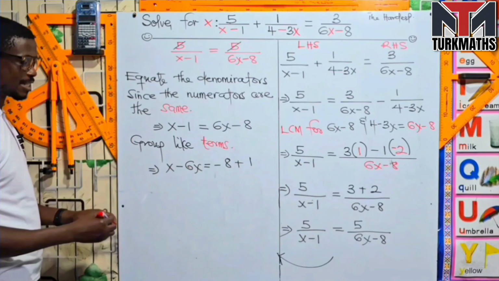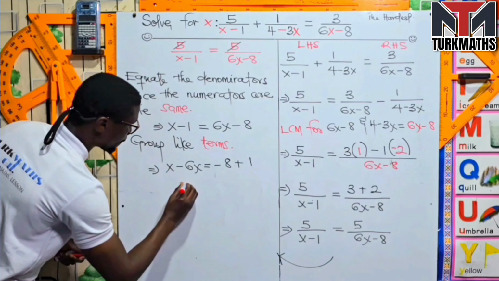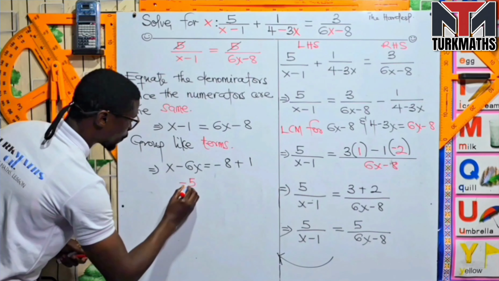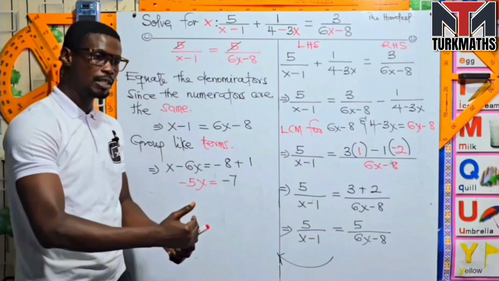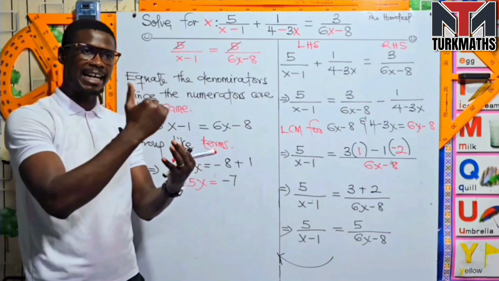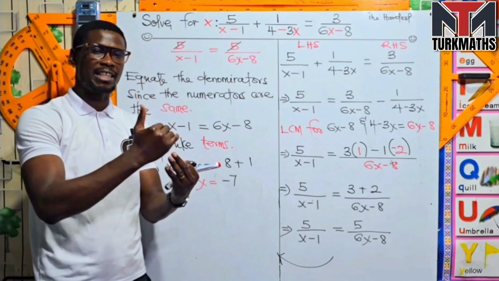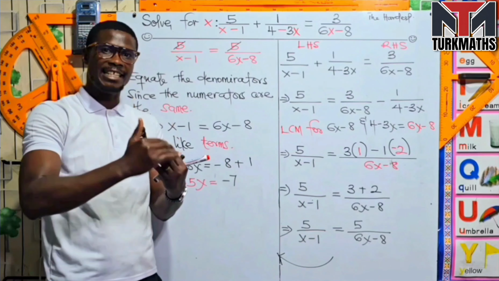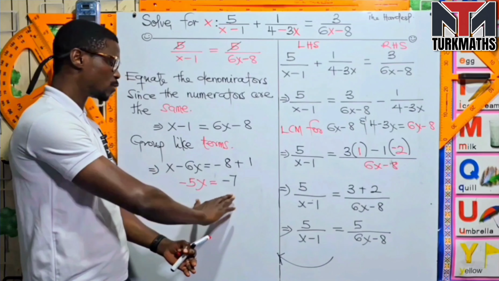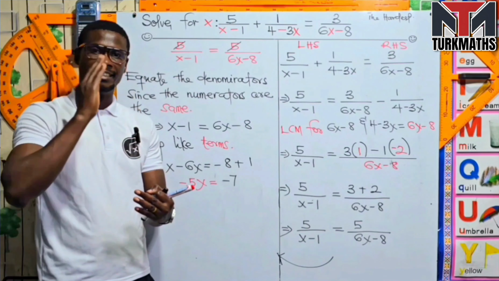x minus 6x will give us negative 5x. So the next step here is to divide both sides by the coefficient of x, and the coefficient of x is negative 5. So we are going to divide this one by negative 5.